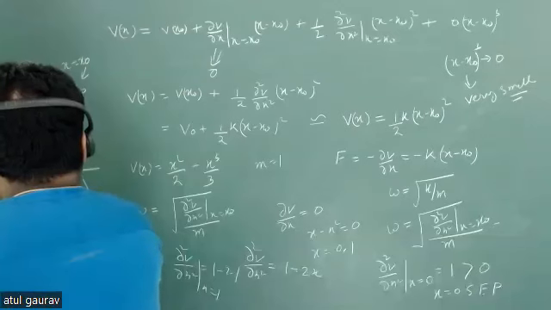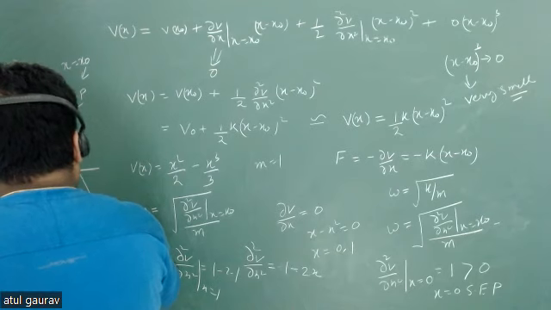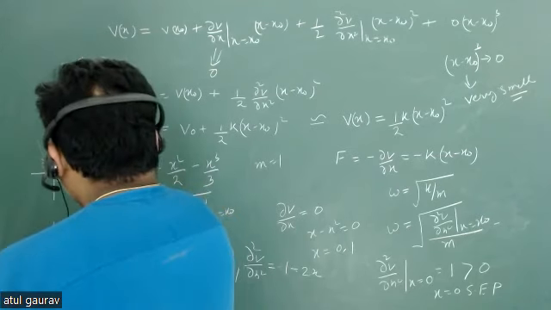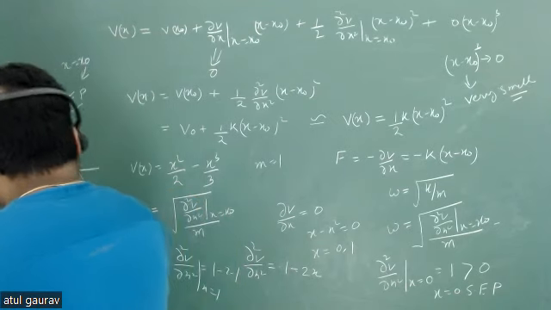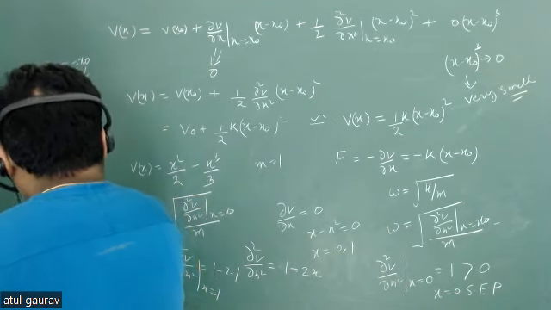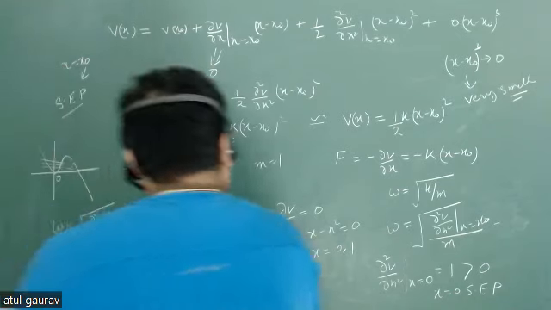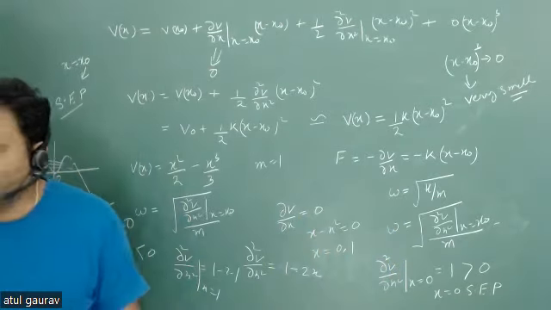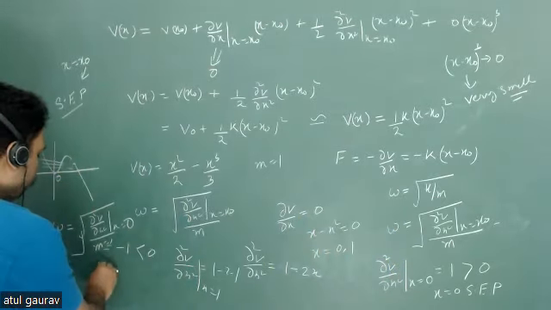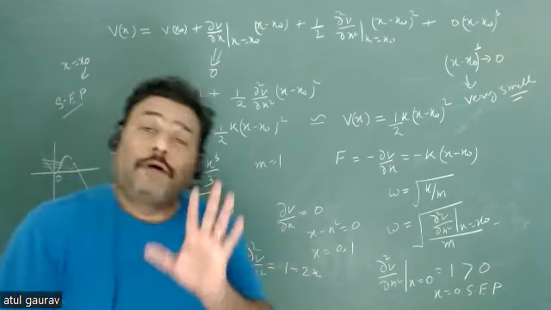Your omega is equal to root under del square V upon del x square at x is equal to 0, divided by m. What will it be? 0. X is equal to 0 and m value is 1. So what will be the answer? 1. So omega is equal to 1 unit, the angular frequency for a small oscillation.